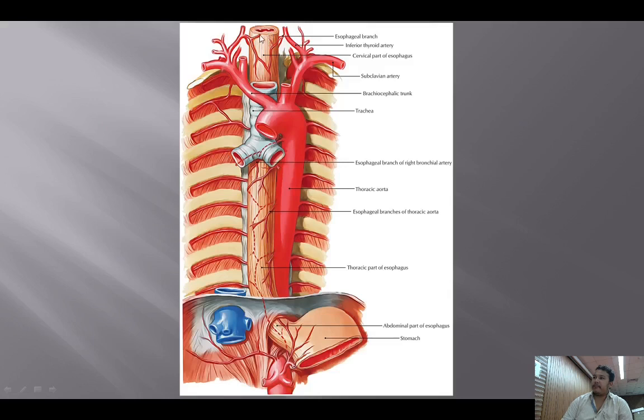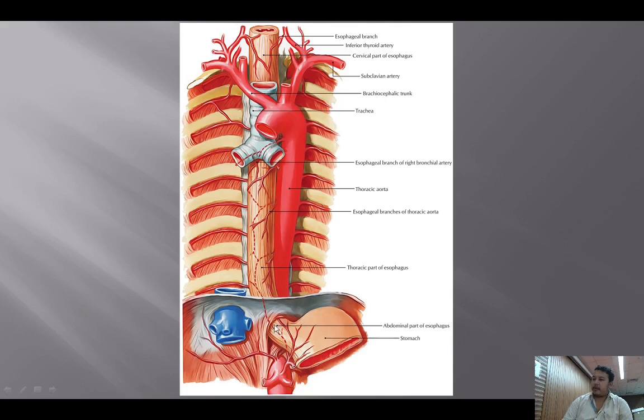You can see it goes in front of the vertebral column, behind the trachea, alongside the aorta, the abdominal aorta. The branches of this abdominal aorta will supply the esophagus. It will pierce the diaphragm against the T10 vertebra and enter the stomach at the T11 vertebra. So this here is the cardiac part of the stomach. This is the fundus. This is the body. This is the cardiac area, cardiac part of the stomach.